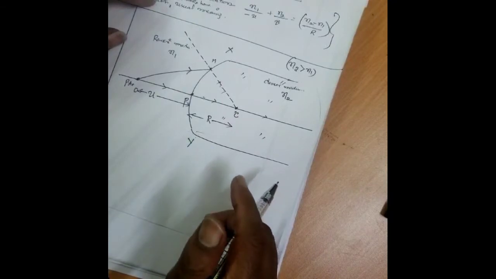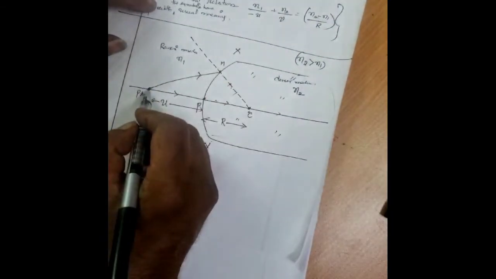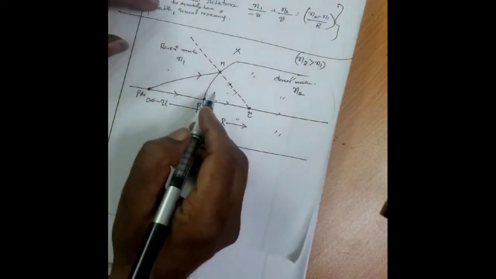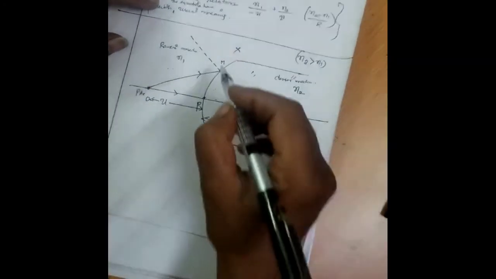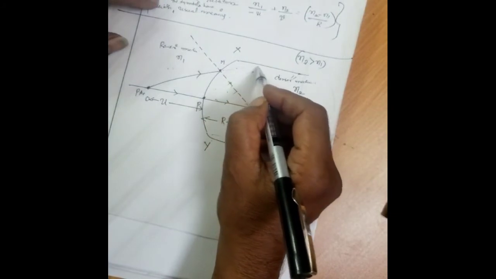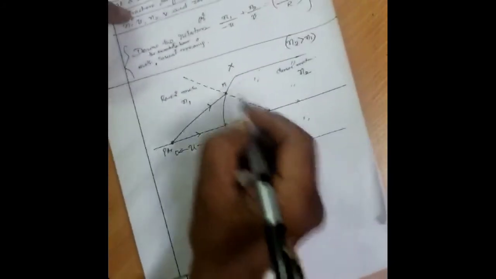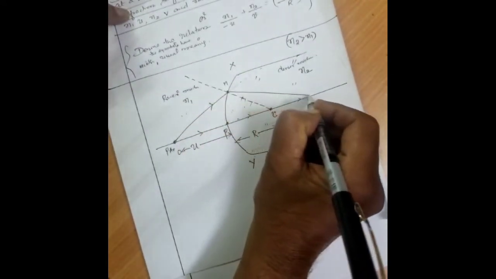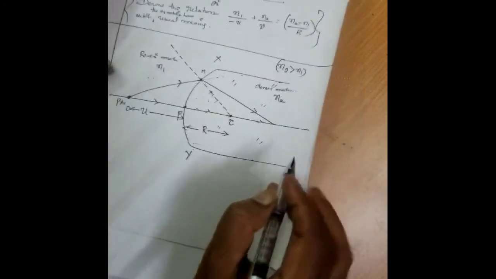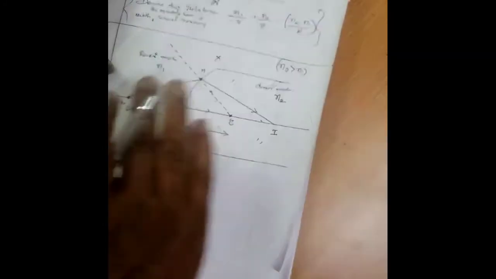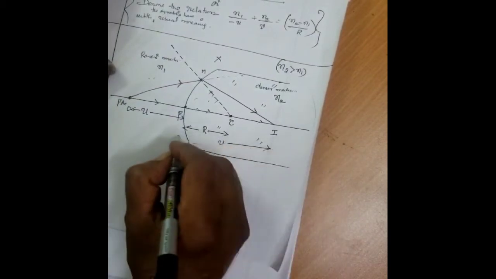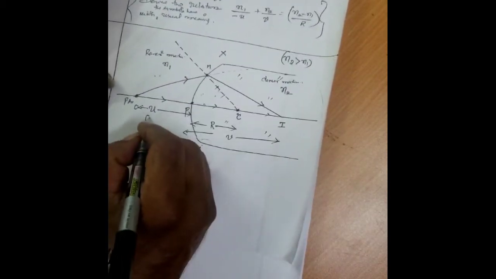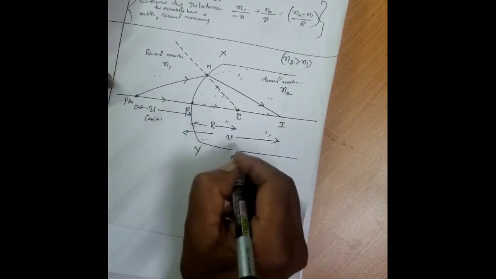Now, when a light ray travels from rarer to denser, it moves towards the normal. If the glass were not there, it would have gone straight. This is the normal. It moves towards the normal, and it forms an image I on the other side, and V is the image distance. This is the object distance. This is the image distance.